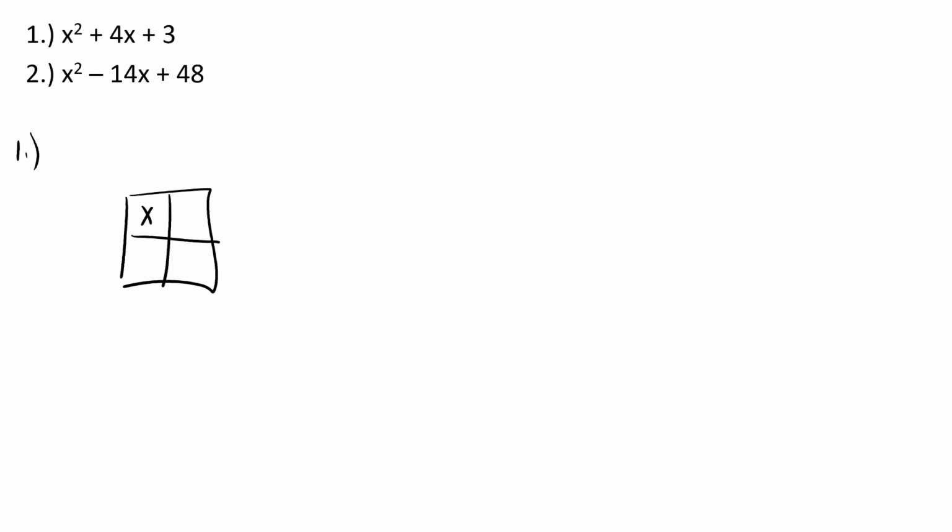term in the upper left, we put the constant in the lower right, and now it gets a little bit messier. We've got to take the a value, which in this case is 1, multiply it by the c value, and then we have to factor that number, and we have to look for a pair of factors that will add up to that middle term.